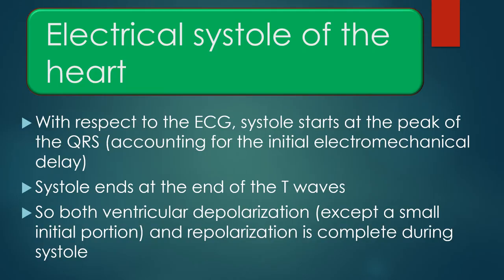Electrical systole of the heart. With respect to the ECG, systole starts at the peak of the QRS, accounting for the small initial electromechanical delay. Systole ends at the end of the T wave. So both ventricular depolarization, except a small initial portion, and repolarization are complete during systole.